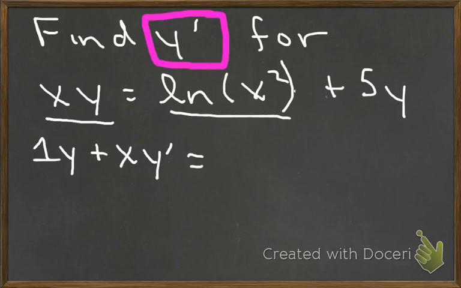I see that the derivative of natural log of x squared requires the chain rule, so the derivative of the inside is 2x, and then it's always divided by whatever the argument was, so that's divided by x squared because it'll be 1 over u, plus the derivative of 5y, which is 5y prime.